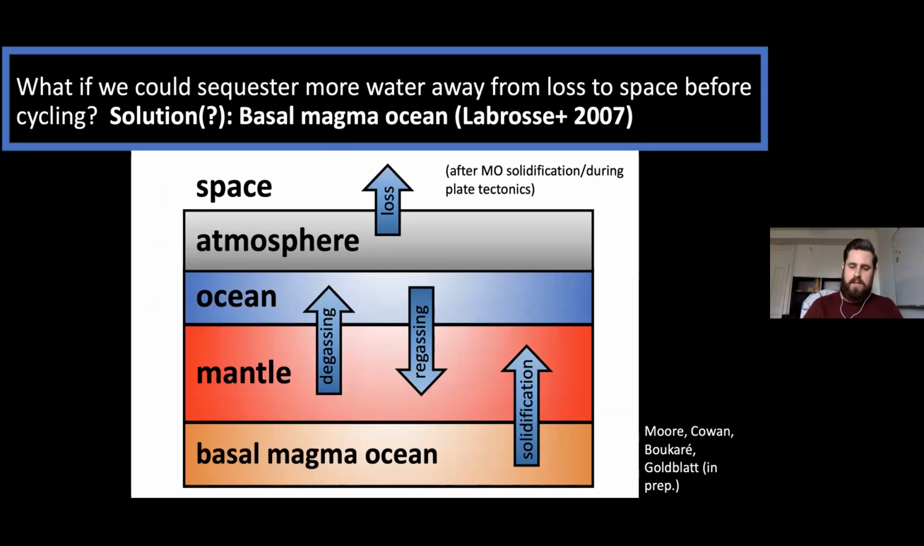Our idea for that is by using what's known as a basal magma ocean. In the basal magma ocean phase, you have the plate tectonic cycling occurring on top. So you have water degassing, water regassing, and water being lost to space. But the basal magma ocean is gradually solidifying and sequestering water back into the solid mantle. And so we think this should be able to help with the problem of the mantle becoming completely desiccated and getting that very naive null hypothesis that I showed before.